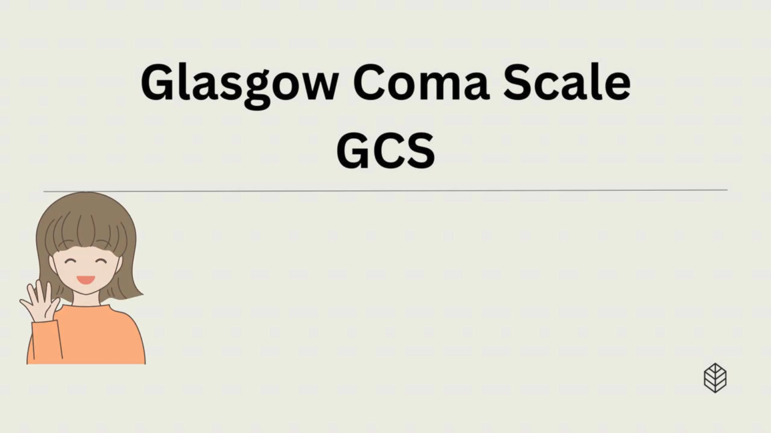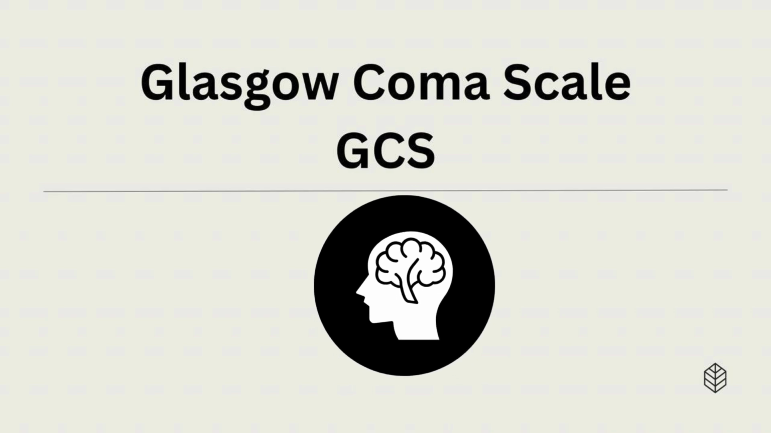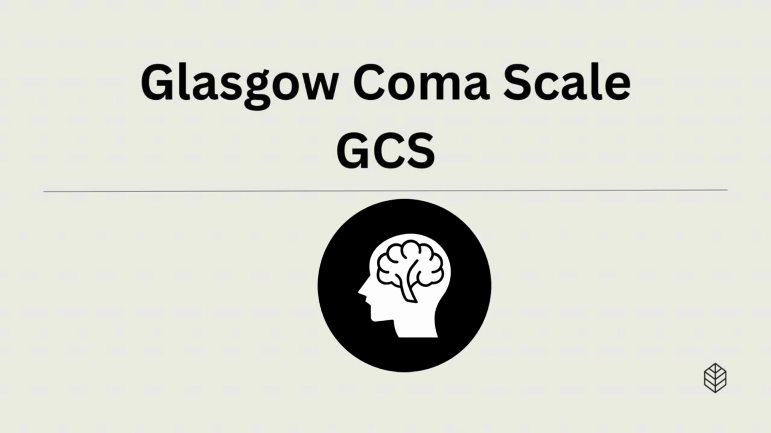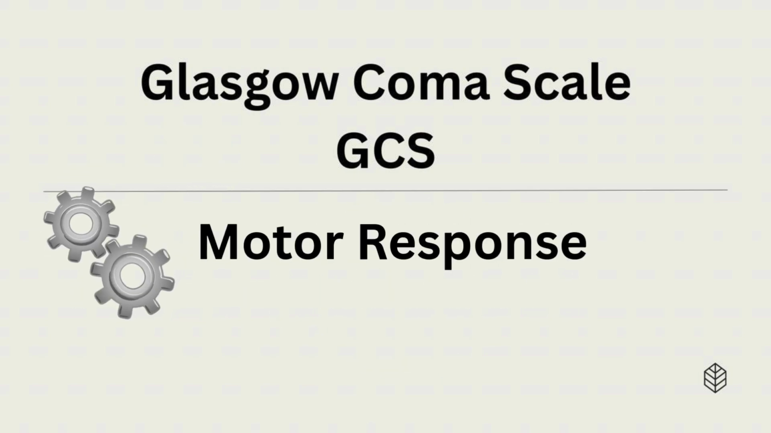Hello everyone. Today let's understand the Glasgow Coma scale in the simplest way with examples you will never forget. So basically, Glasgow Coma scale is a medical assessment tool used to measure a person's level of consciousness after a brain injury or in other conditions affecting the alertness. It has three components in it: the eye opening, the verbal component and the motor response. So let's see one by one.